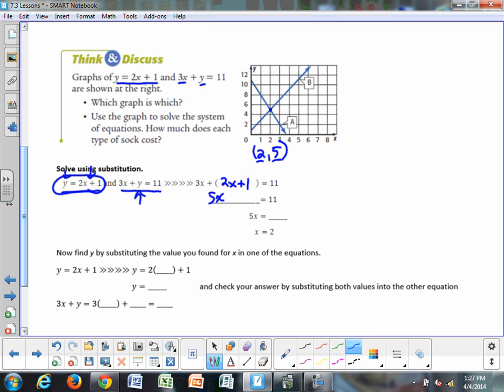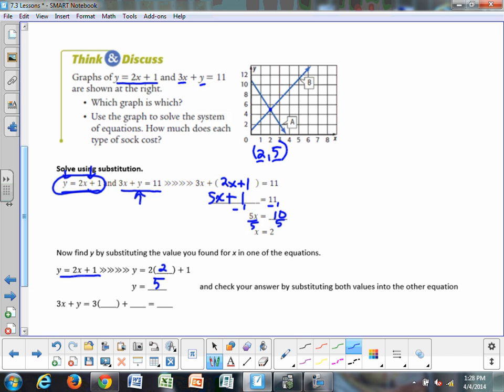Simplifying that, I get 5x plus 1 is equal to 11. Subtracting 1 from both sides, I get 5x equals 10. Dividing both sides by 5 gives me x is equal to 2. Now that I found that x is 2, I can find y. We know that y is equal to 2 times x plus 1. So, we now know x is 2, so I'll just do 2 times 2 plus 1. And so y is 5.